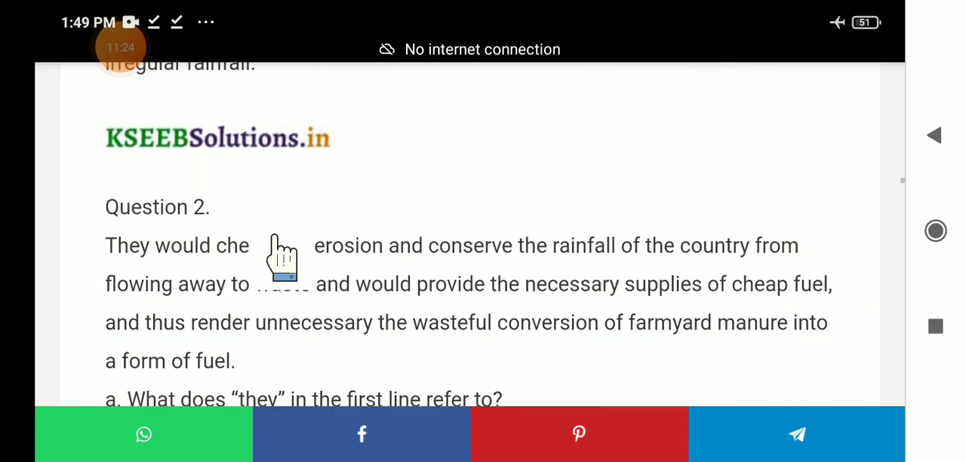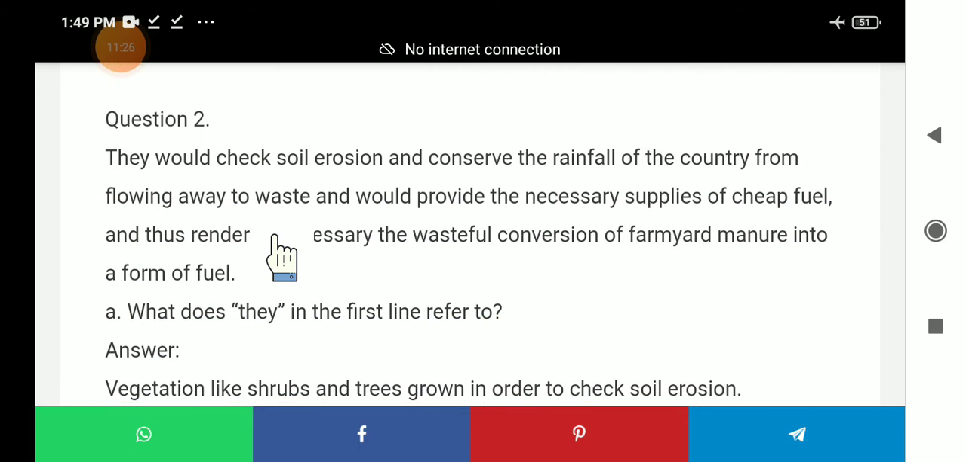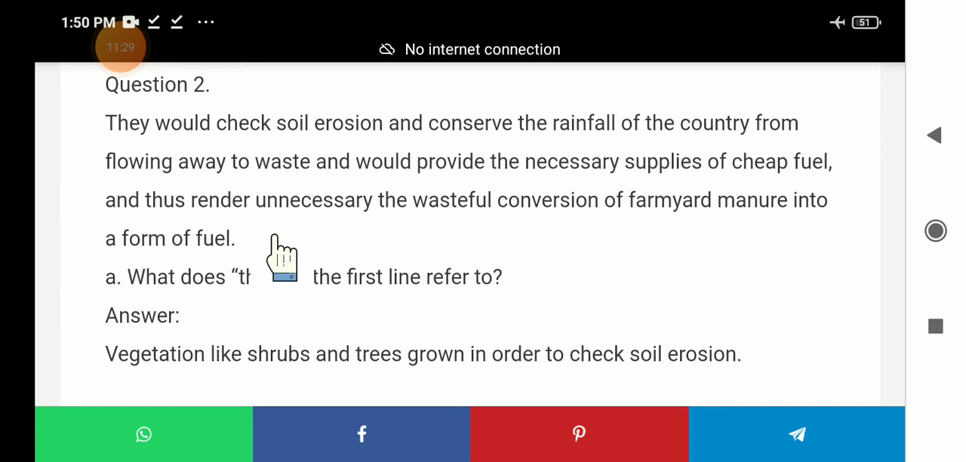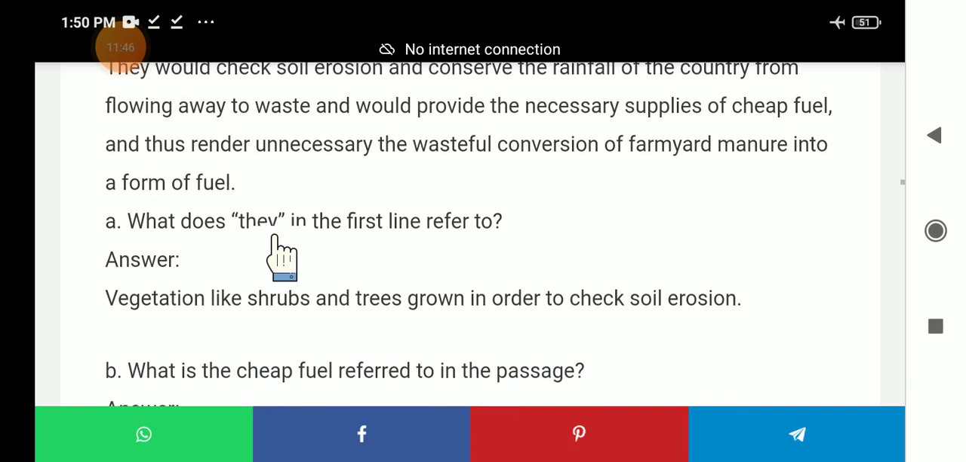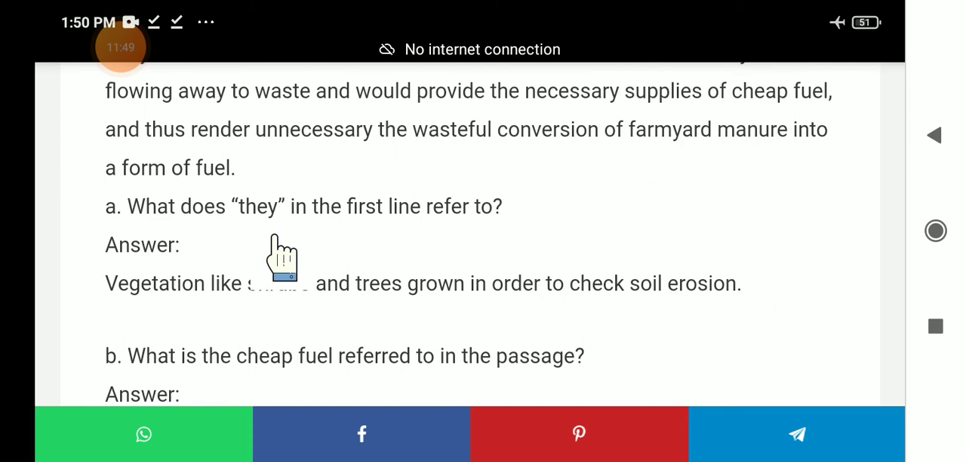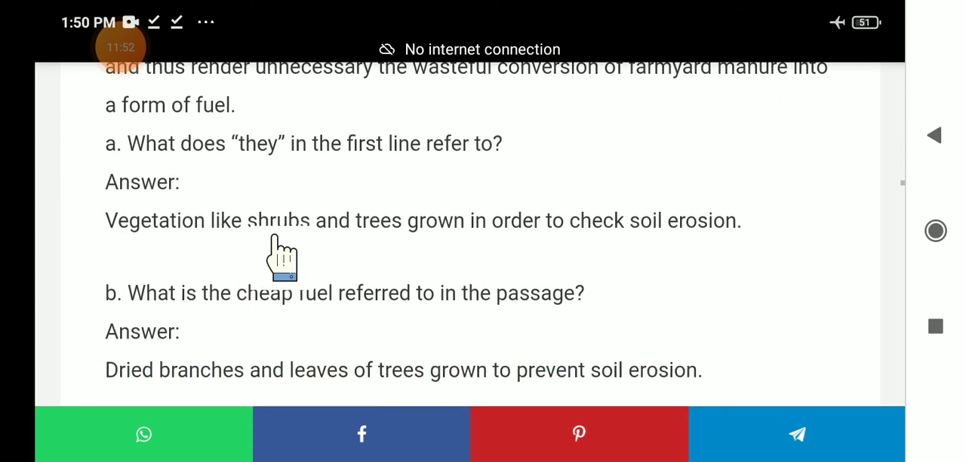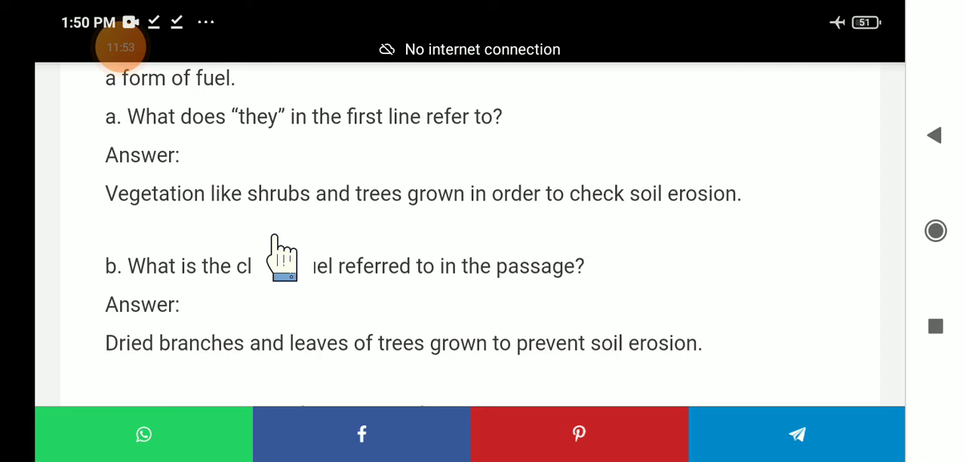Okay. Now comes question number 2 of the close study. They would check soil erosion and conserve the rainfall of the country from flowing away to waste and would provide the necessary supplies of cheap fuel and thus render unnecessary the wasteful conversion of farmyard manure into a form of fuel. According to this extract, we have to solve some questions. The first question: what does they in the first line refer to? Answer: vegetation like shrubs and trees grown in order to check soil erosion. So they refers to this answer.